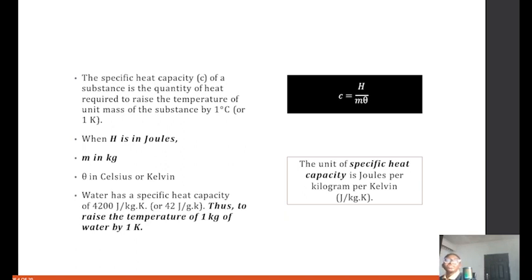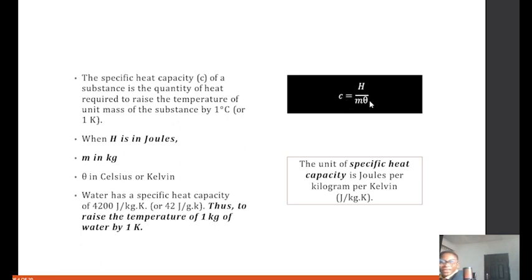So when H is in joules, M is in what? Kg, and theta is in what? Celsius or Kelvin. You know the unit for temperature is Celsius or Kelvin. So water has a specific heat capacity of 4,200 joules per kg per Kelvin. Thus, to raise the temperature of 1 kg of water, it is by what? 1 Kelvin. So C, which is your specific heat capacity, is H, which is the heat energy, divided by the mass and divided by the what? Temperature difference.